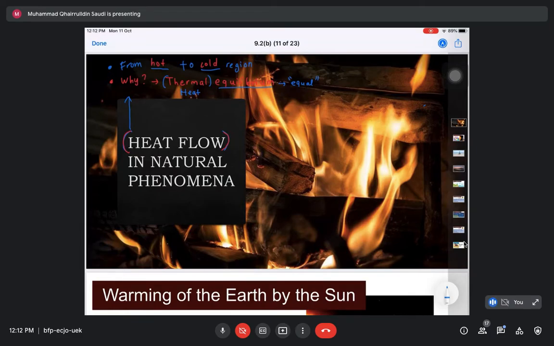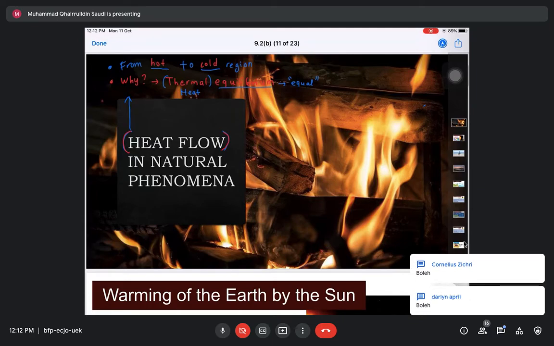Okay, sebab heat tu nak mencapai thermal equilibrium, di mana heat energy dekat kawasan tu is the same, equal. Because the heat distribution at the region becomes equal. Dia tak nak kat sini, sebelah sini terlampau banyak heat energy, sebelah lain terlampau sikit heat energy, tak nak. Dia nak sama heat energy dia, thermal equilibrium. That is why heat flows. Do you understand that now? Boleh? Okay, good.